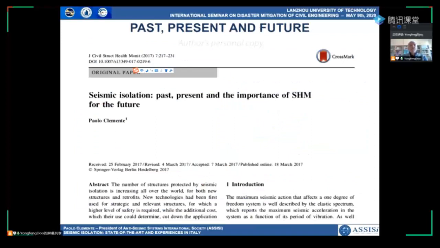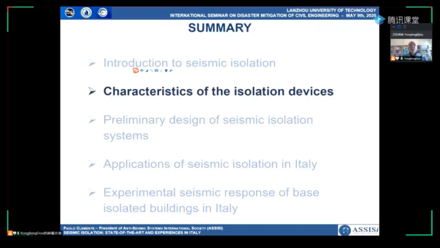More information about the history and the basics of seismic isolation can be found in this paper. I sent to Professor Du all the papers I'm going to cite in this presentation. Well, let's go to the second step.